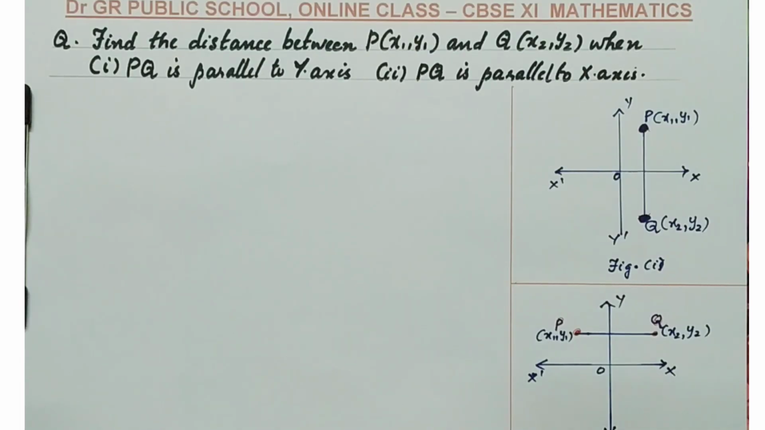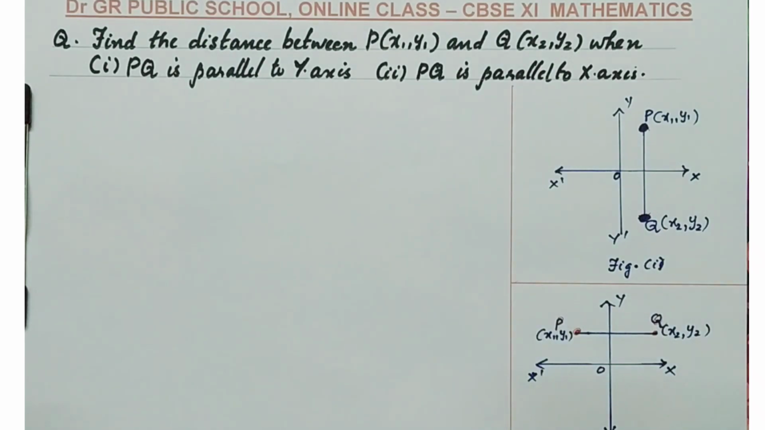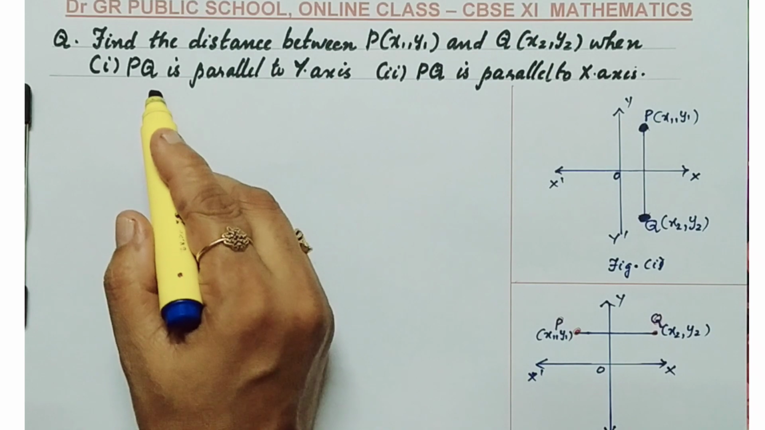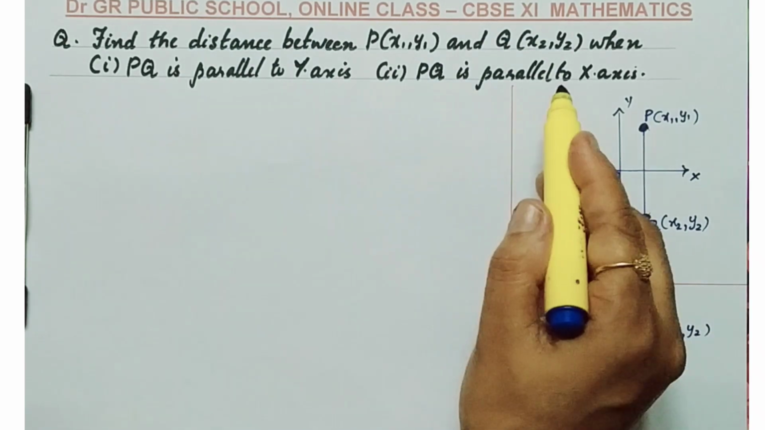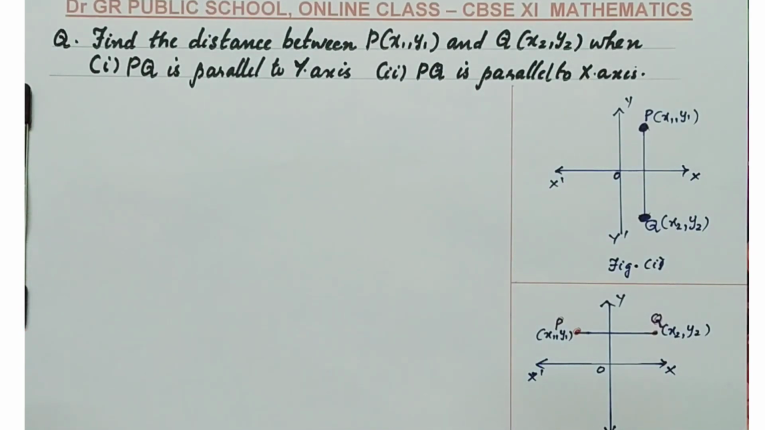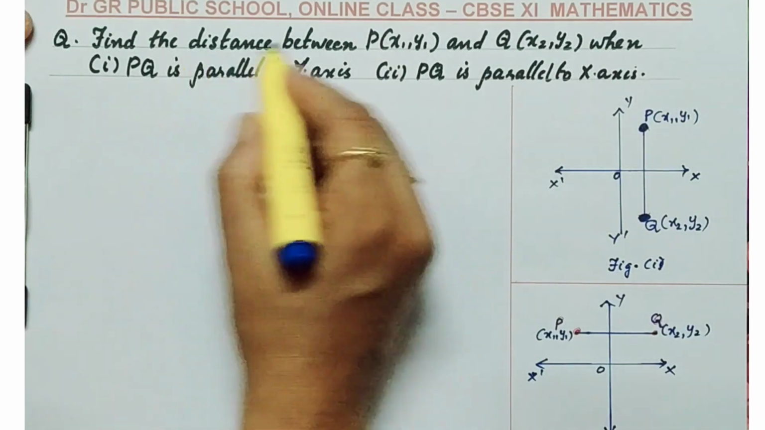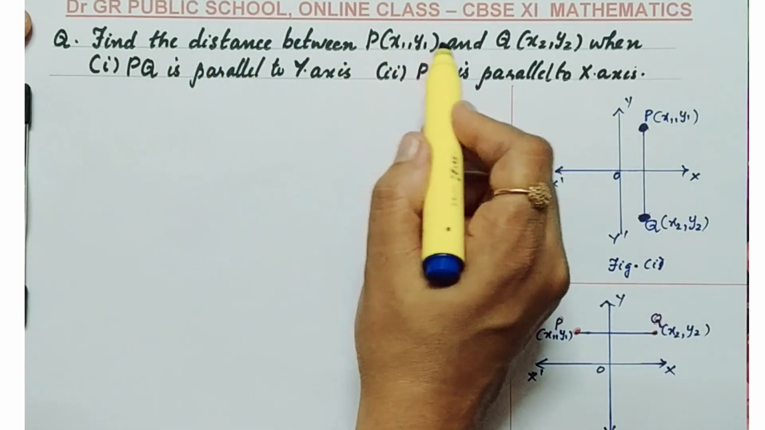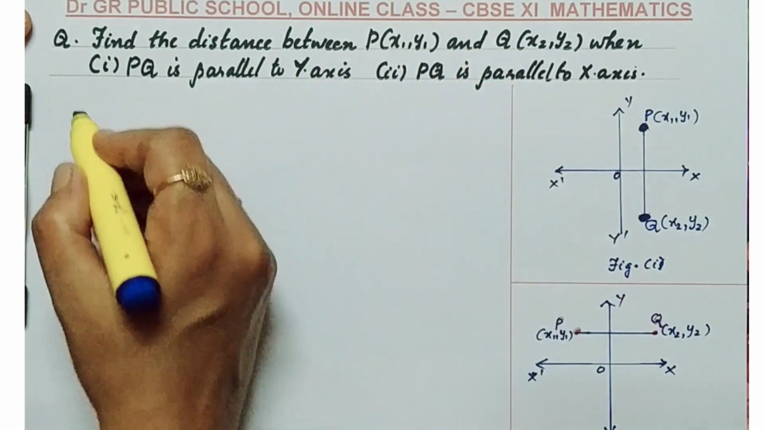Come to another question. Find the distance between P(x1, y1) and Q(x2, y2). You know how to find the distance between P and Q. But two conditions are given: the first case is PQ is parallel to the y-axis, and the second case, the line PQ is parallel to the x-axis. We need to draw the figure based on the question. At first you need to find the distance between P(x1, y1) and Q(x2, y2).